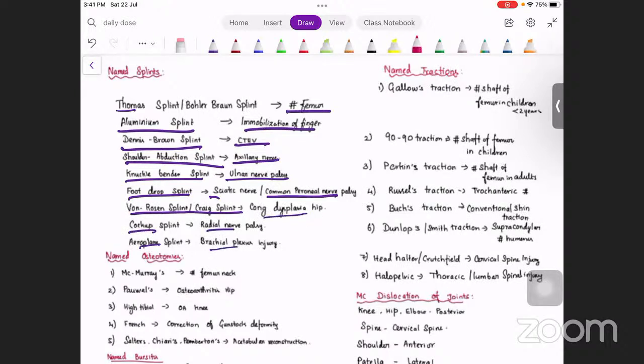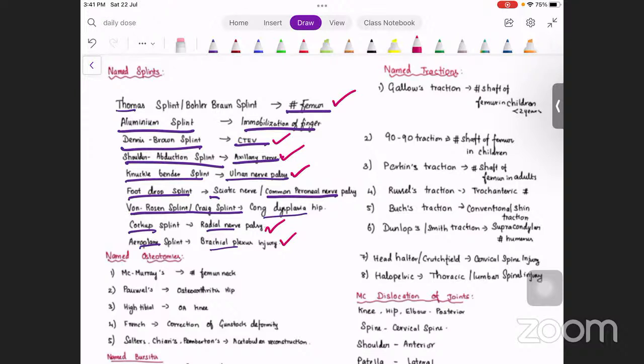Among that, till now they have asked your aeroplane, cock-up, knuckle bender, Denis Browne, and shoulder abduction splints, and the Thomas also. These are the six splints they have asked till now. But I have mentioned the list, you can mug it up if you have time.